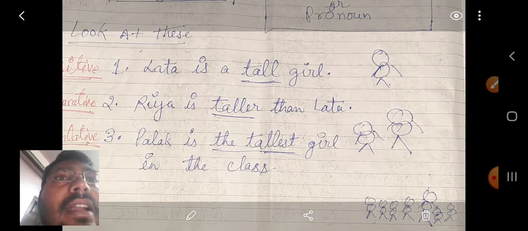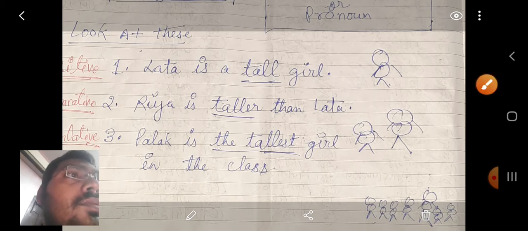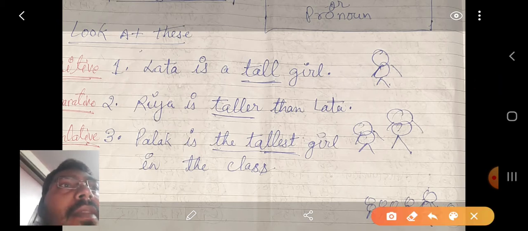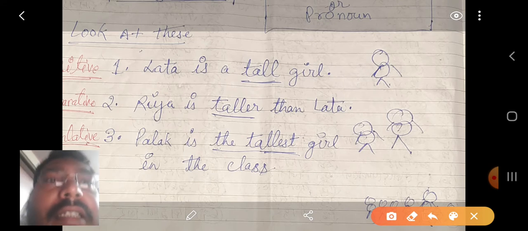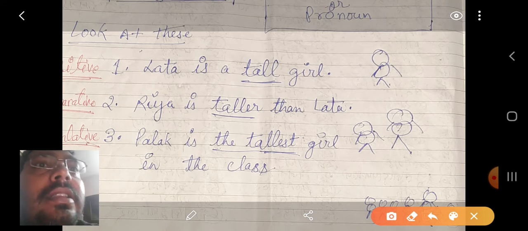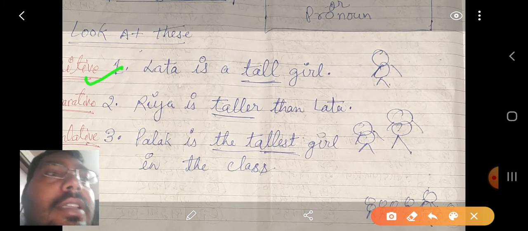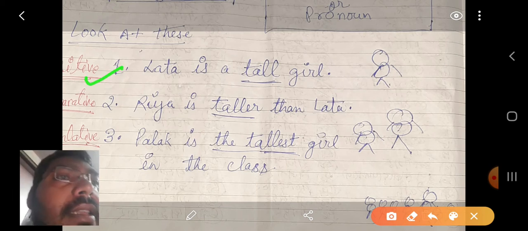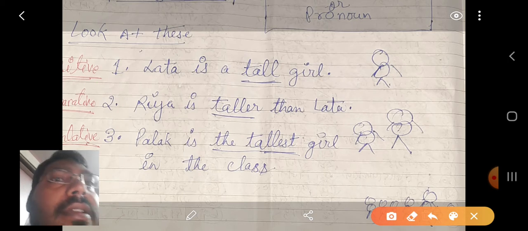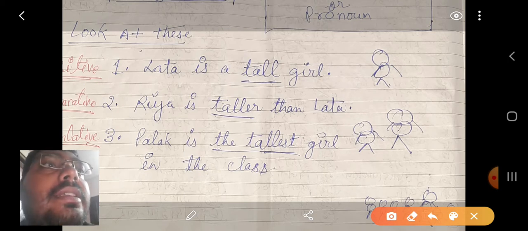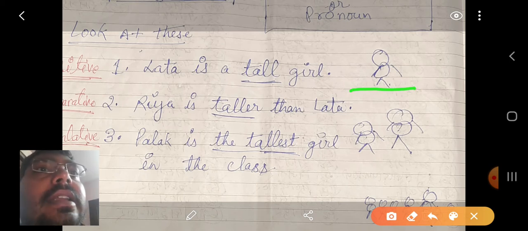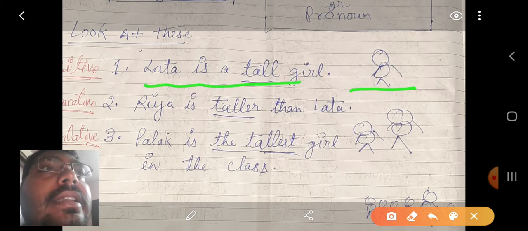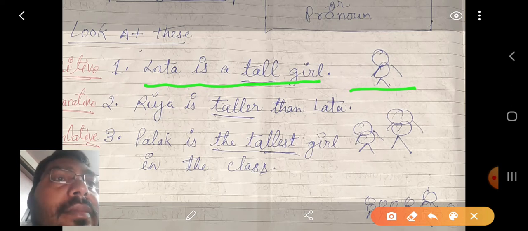Before I start, let me show you something. Here you can see I have written some sentences. Look at this. This is the first sentence. What is written in this first sentence? Lata is a tall girl. You can see this is Lata, and it is said that Lata is a tall girl.